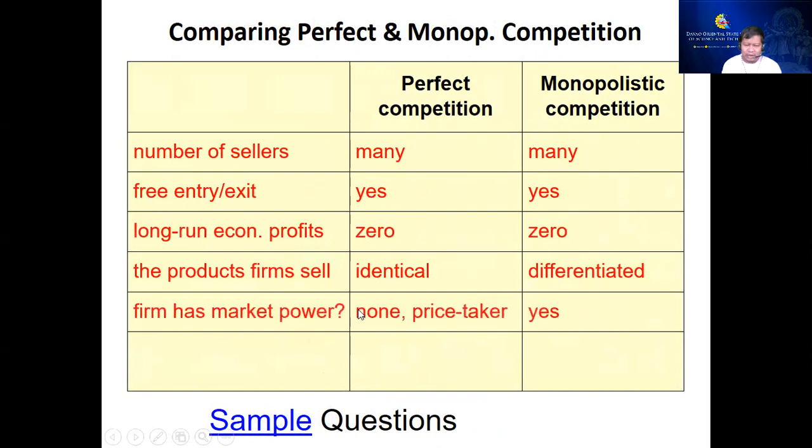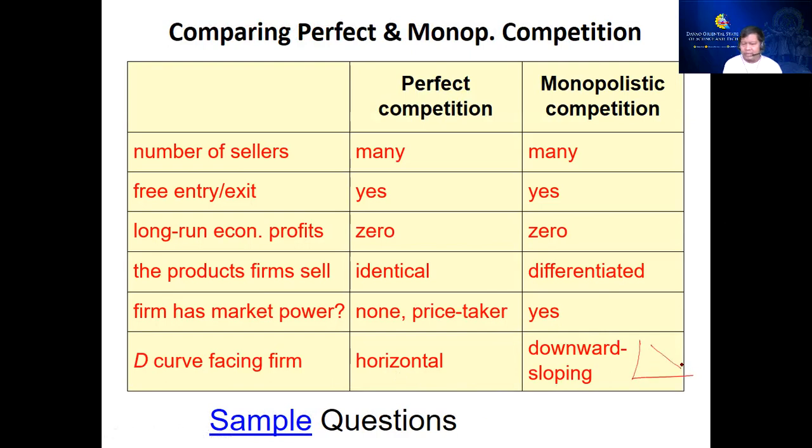Does the firm have market power? Ang perfect competition, none, wala siyang market power. Price taker. Monopolistic competition has market power. It can control the price, it can demand the price for their product. Sa demand curve facing, ang demand curve ng perfect competition is horizontal, then the monopolistic is downward sloping. Ibig sabihin ng downward sloping, yan ang demand. I already discussed the law of supply and demand, so try to go back.